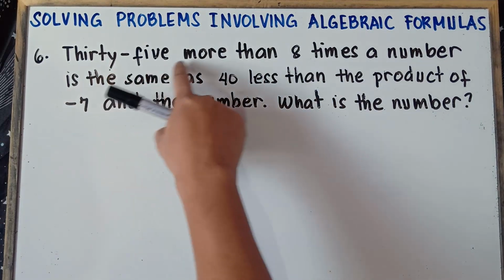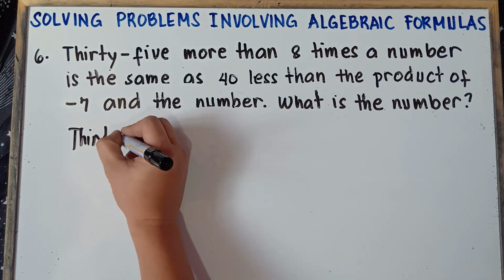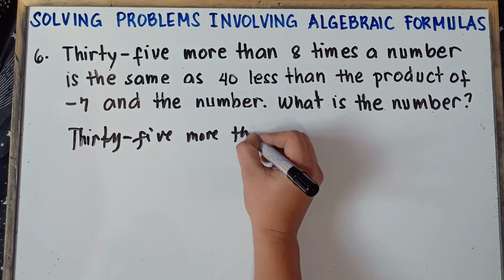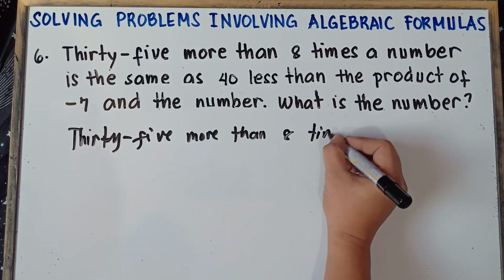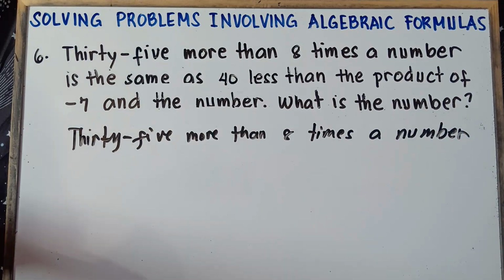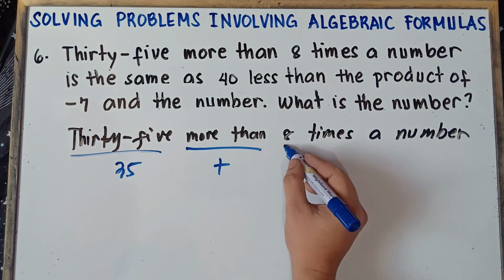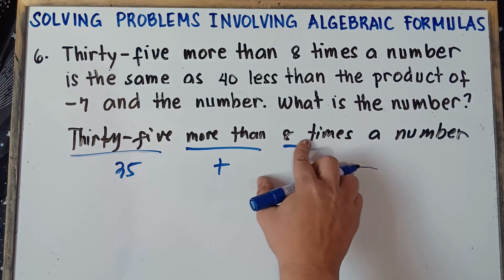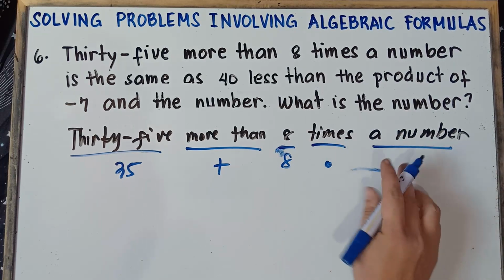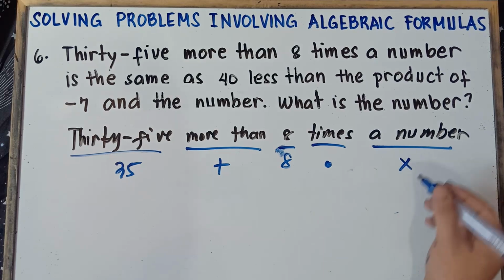So we have 35 more than 8 times a number. Let me explain this step by step. 35, of course, this will be the number 35. More than, that would be a plus sign. 8 times a number: 8 will be the number 8, times is times, and a number we will represent with the variable x.